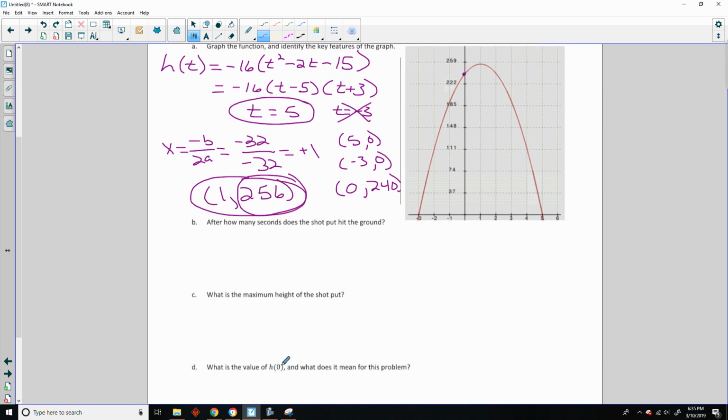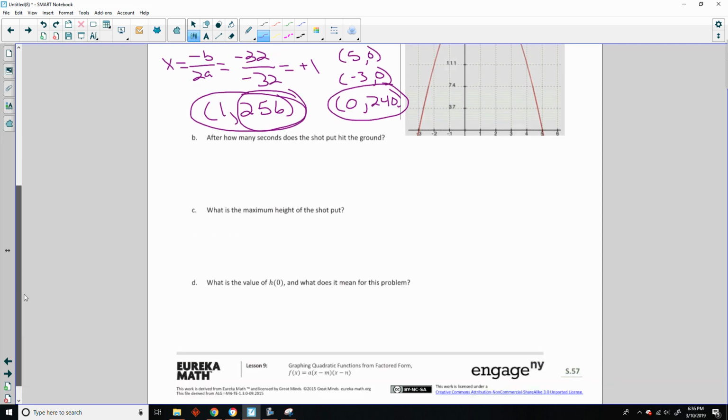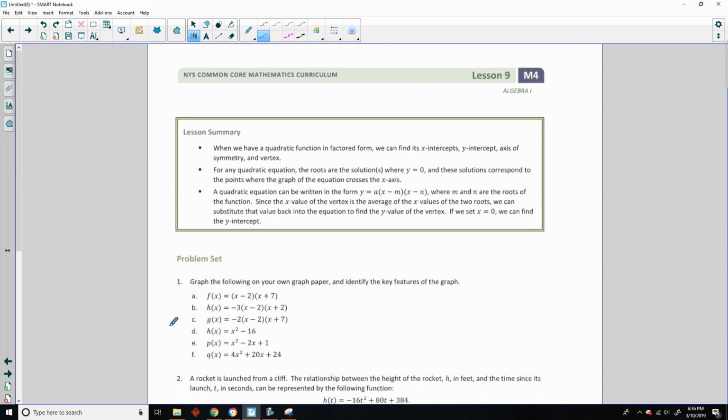And D says, what is the value of h of 0, and what does it mean in this problem? h of 0 is 240. That's right here. What does that mean? It means that the ball at time zero was already up at 240 feet above the ground. That is the end of lesson 9. Review the lesson summary and go do your problem set.